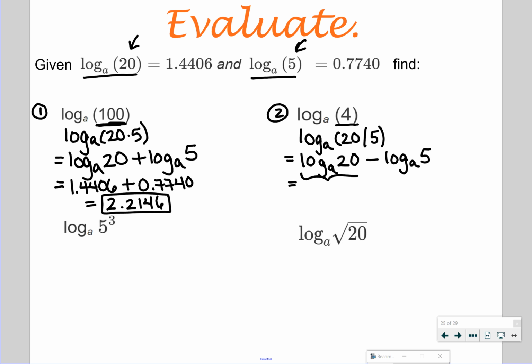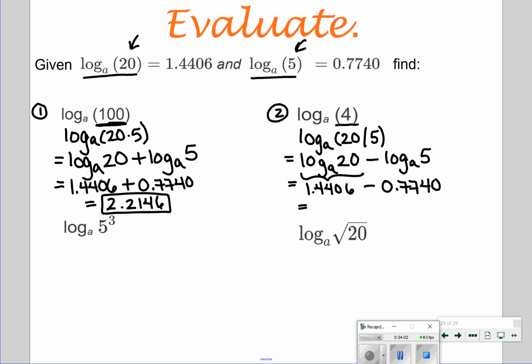Log base a of 20 is 1.4406. Log base a of 5 is 0.7740. And then we're going to subtract. Okay, so in our calculator, we're going to do 1.4406 minus 0.7740. We get 0.6666 is the final answer for that one.